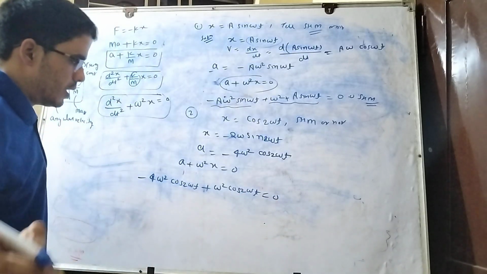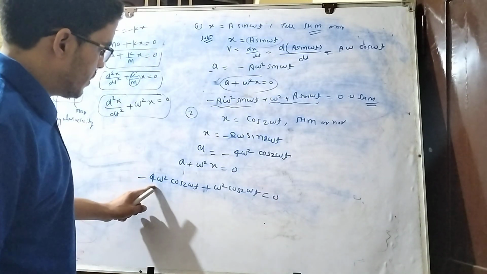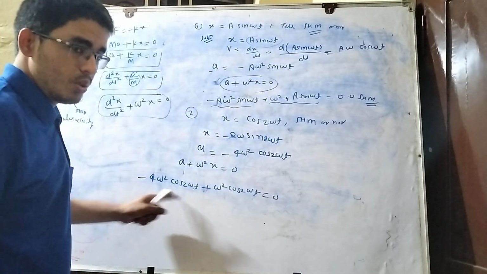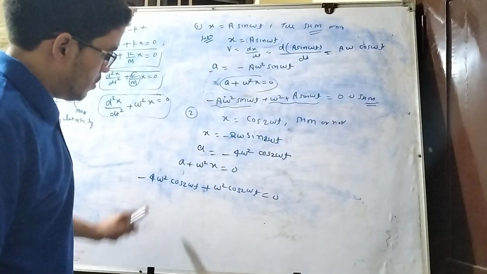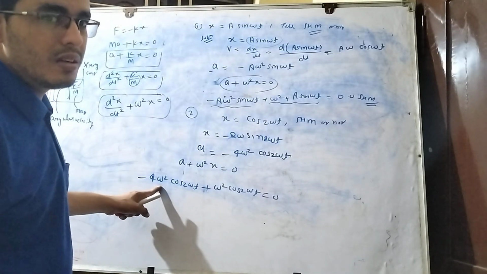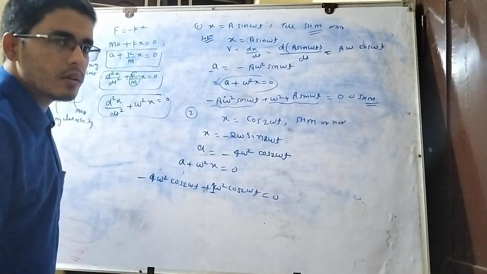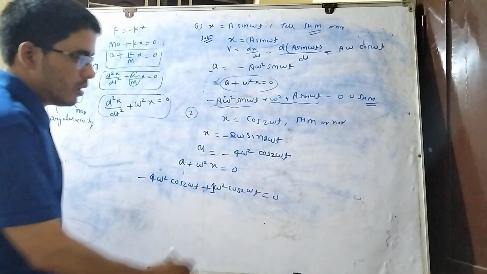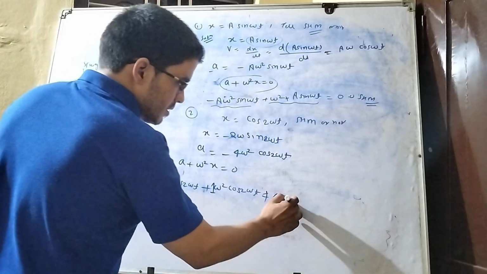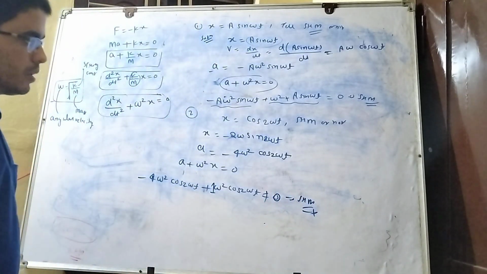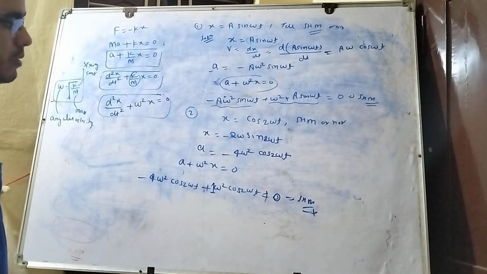Check now. Check here. See this: minus 4 omega square cos 2 omega t plus omega square cos 2 omega t. Is that 0? No, that is not 0, because here minus 4 omega square is present. Check first: here only 1 omega square, here minus 4. So if you add both, you will never get 0. It means that is not simple harmonic motion. Got my point? This is not simple harmonic motion.